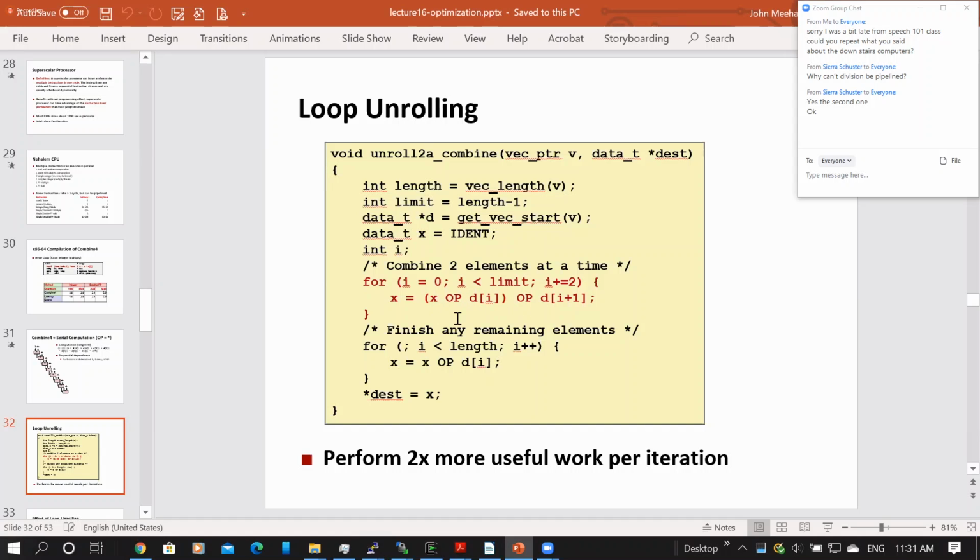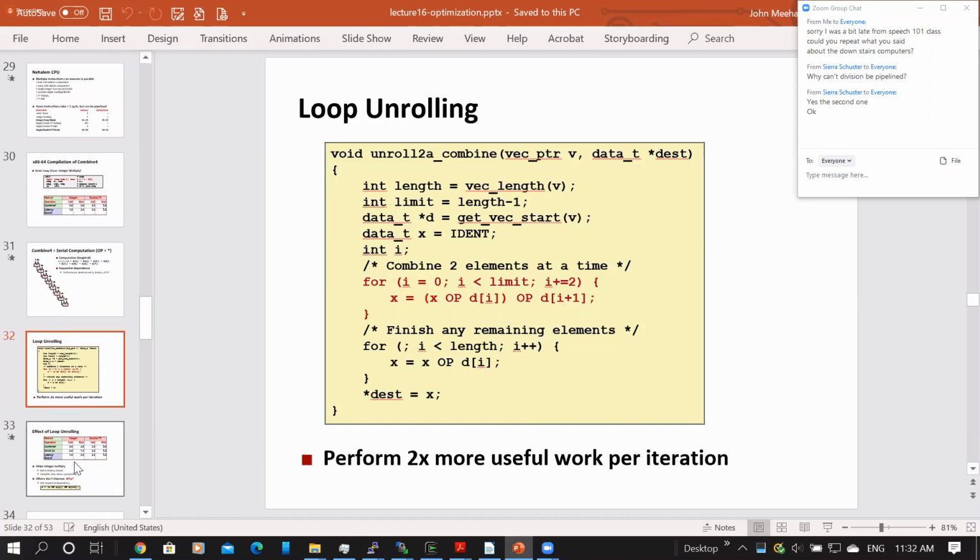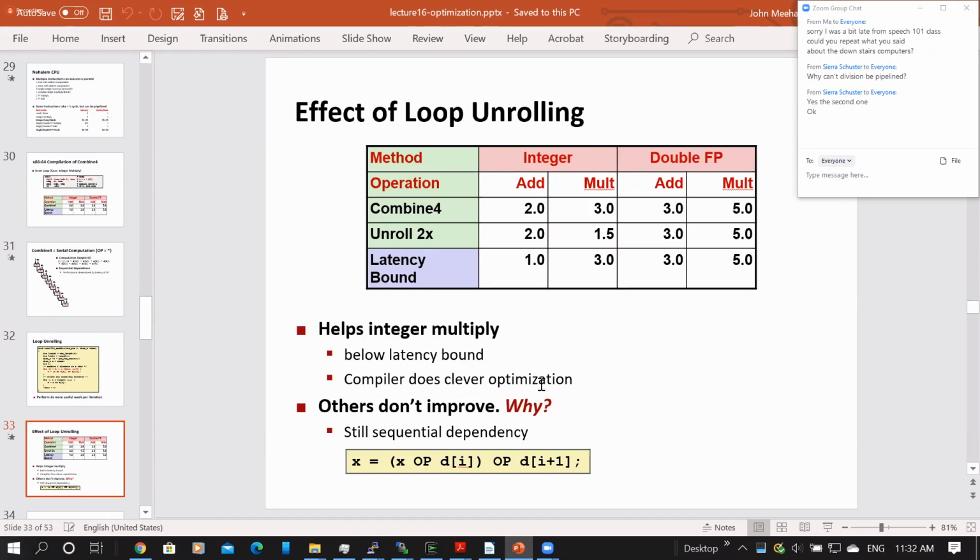Notice we got X op di, and the result of that being multiplied or added, whatever the op is, times the next one. So what did that do to the data dependencies? Well, if we run it and unroll it 2 ways, 2 per loop, we didn't improve anything in the add, but we cut the multiply in half, and we didn't get any improvement in the floating point stuff. So we dropped the multiply below the latency bound.